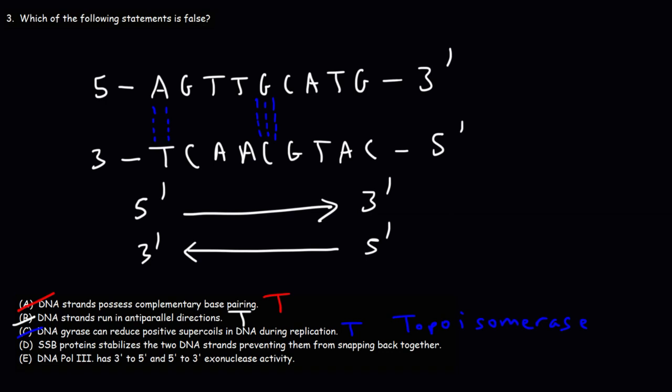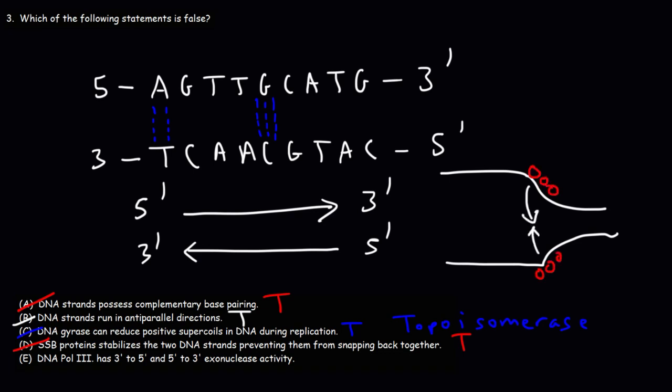SSB proteins, or single-stranded binding proteins, stabilize the 2 DNA strands, preventing them from snapping back together. That is a true statement. So earlier in the video, the SSB proteins were here, and they prevent the 2 strands from snapping back together. They also protect the strands from cleavage, so keep that in mind.